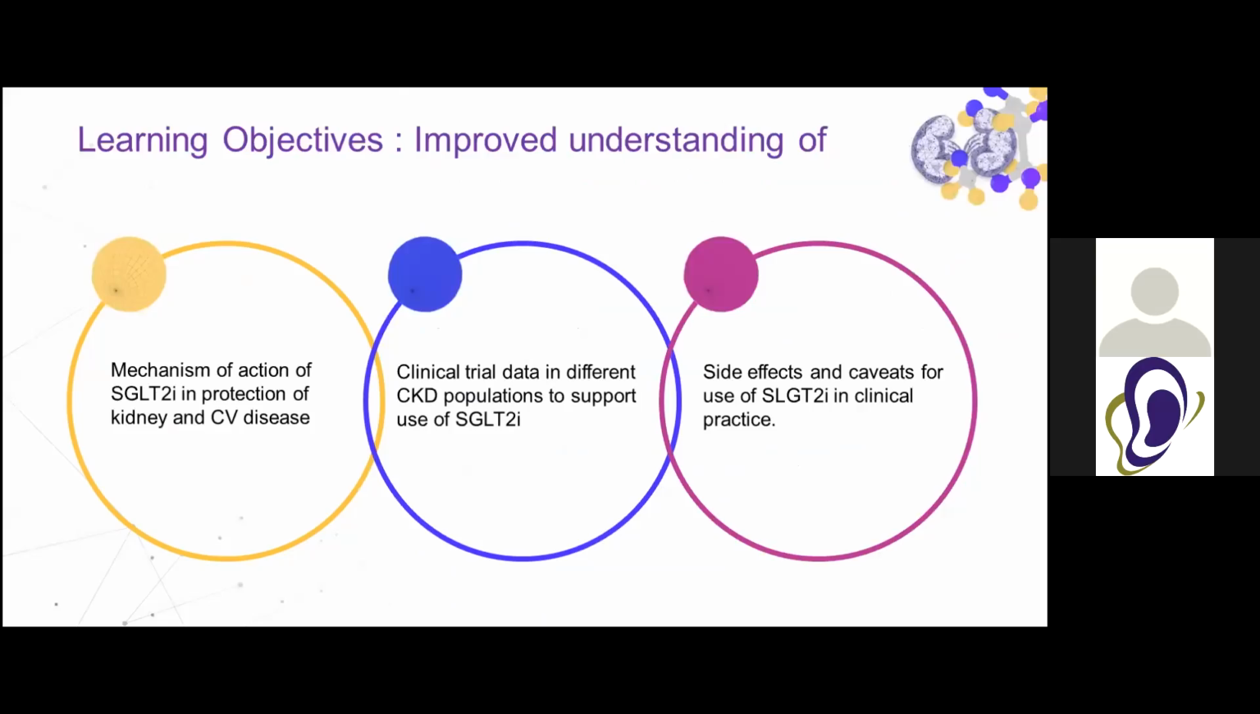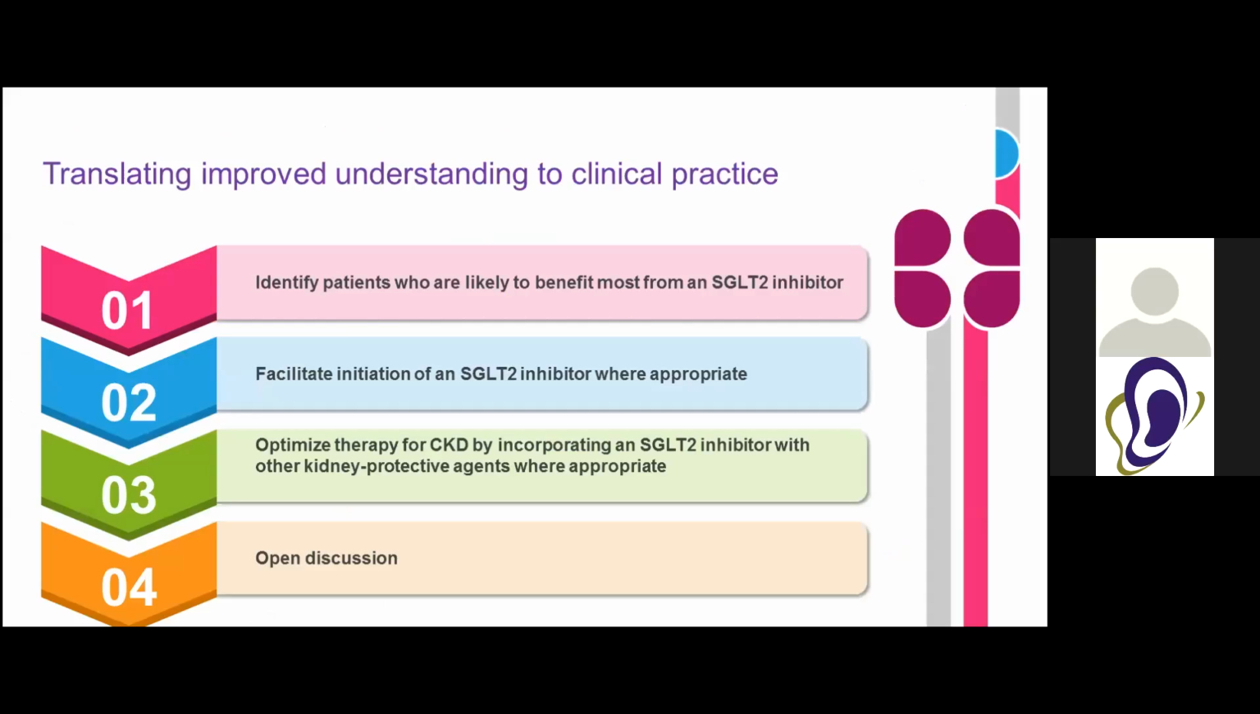So the learning objectives are that we will improve our understanding together of the mechanism of action of SGLT2 in protecting kidneys and hearts and vascular systems. We'll review some clinical trial data in the different chronic kidney disease populations that supports the use of SGLT2 inhibitors, and also be clear about what the side effects are and the caveats for the use of SGLT2 in clinical practice. But how you translate that improved understanding to clinical practice is really important.